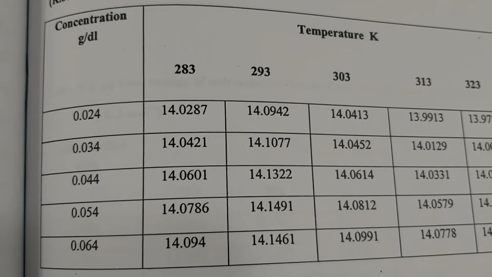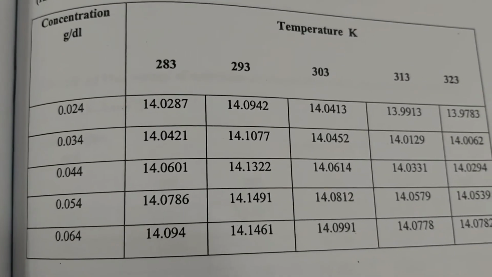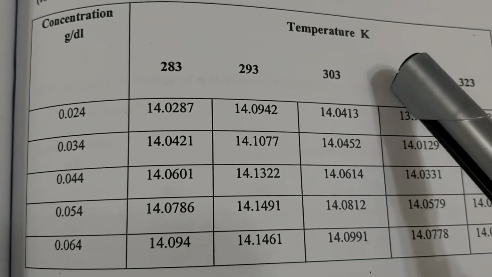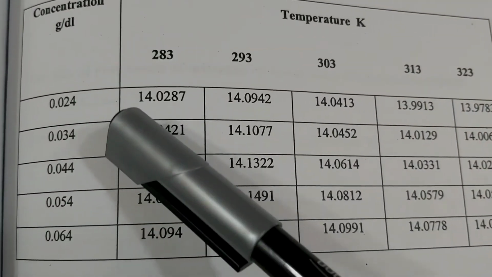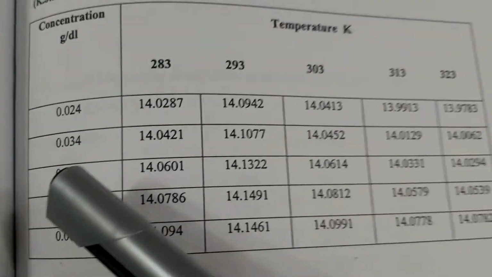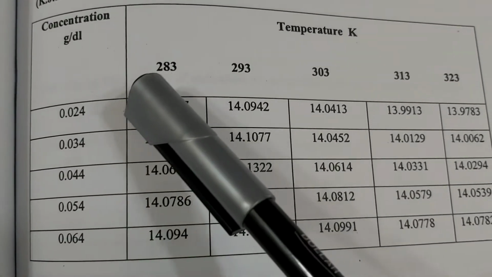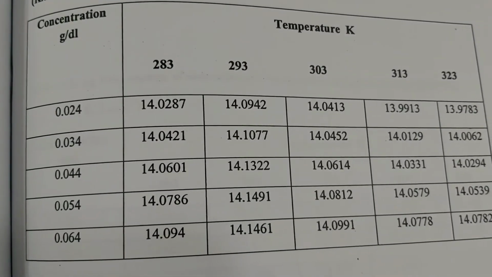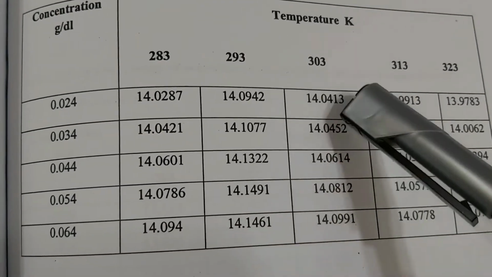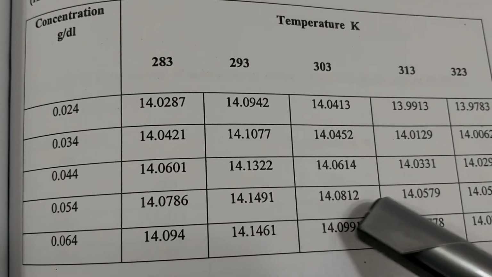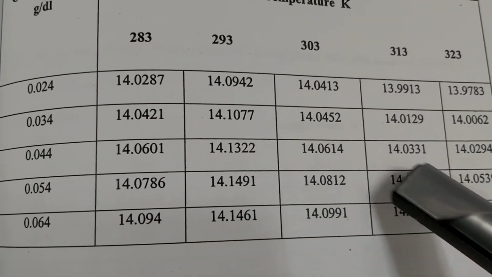This is a table of free energy of activation of viscous flow at different concentrations and at different temperatures in Kelvin. Concentrations are in grams per deciliter. Here you can see that the energy of activation amplified with the increase in concentration. The concentration is less here, and more here, so you can see the elevation.